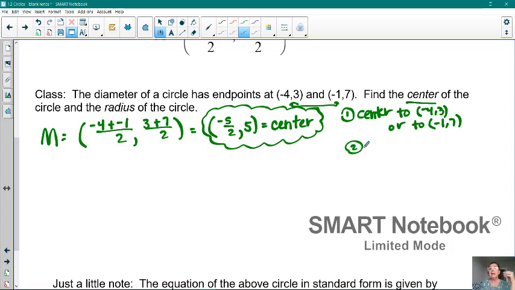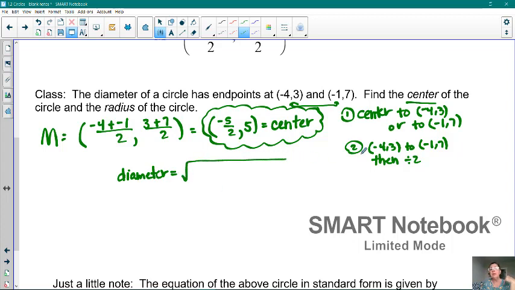Sure. I could actually find the length of the diameter and then do what to it? Divide it by 2. So I could find the distance from -4, 3 to -1, 7, or in the other order, it doesn't matter. And then when I get that answer, divide it by 2, because that answer is the length of the diameter. We're looking for the radius. So the diameter, D stands officially for distance, but this distance that we're finding is the diameter, would be equal to the square root of. So I am choosing option 2.